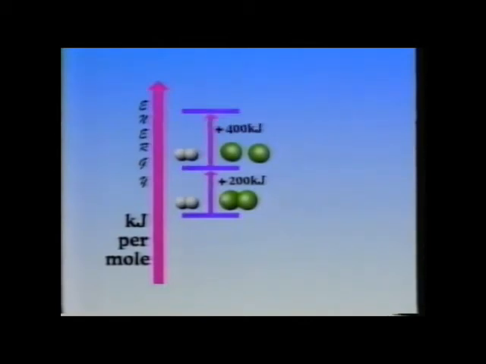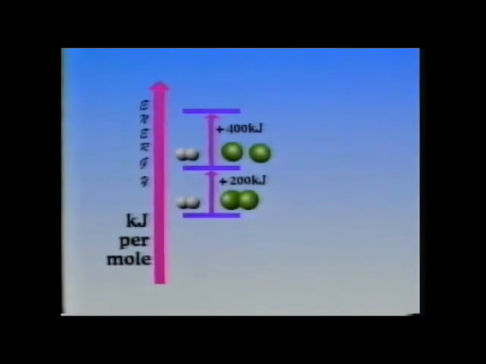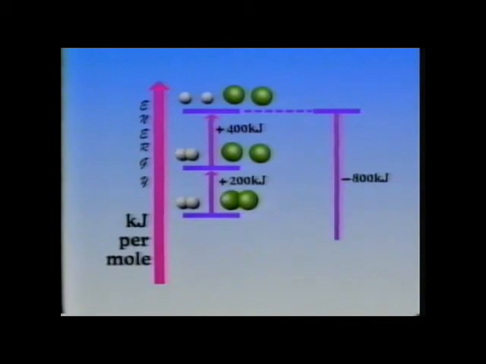Hydrogen and chlorine. It takes nearly 200 kilojoules to pull a mole of chlorine molecules apart, and roughly 400 kilojoules to pull a mole of hydrogen molecules apart. When the hydrogen atoms react with the chlorine atoms to form 2 moles of hydrogen chloride, 800 kilojoules are released. The net result is that 200 kilojoules of energy are released, very suddenly, as an explosion.